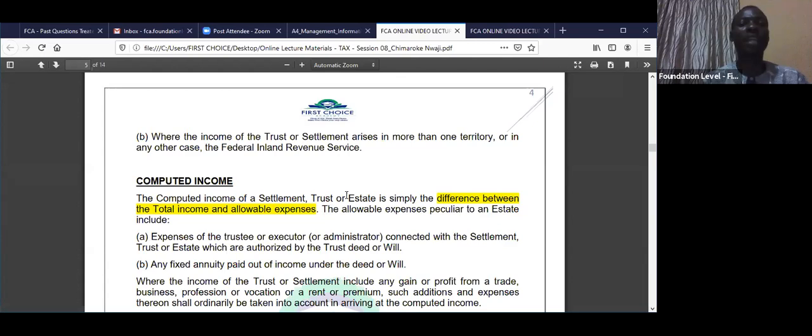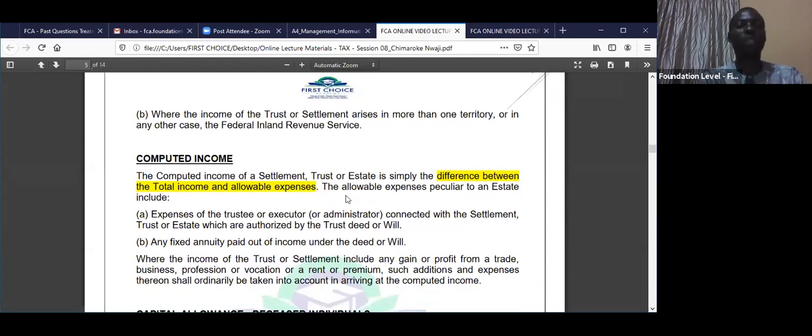So this total income is as good as saying gross income. So sometimes gross income would go here. So total income from all sources, less what we call allowable expenses. That means there are some expenses that are not allowed. So when we check the allowable expenses and remove them from the total income, what we have is computed income.